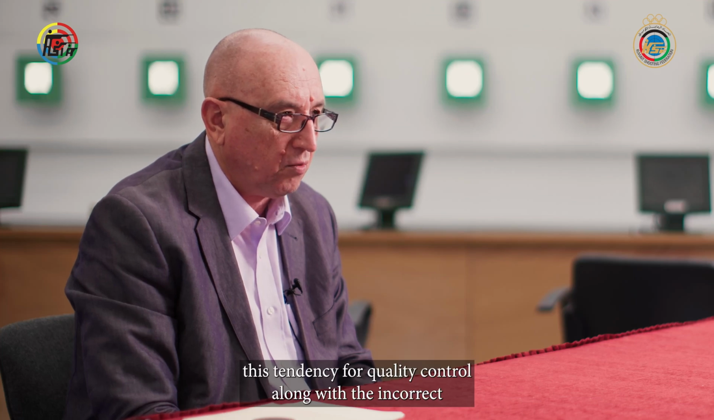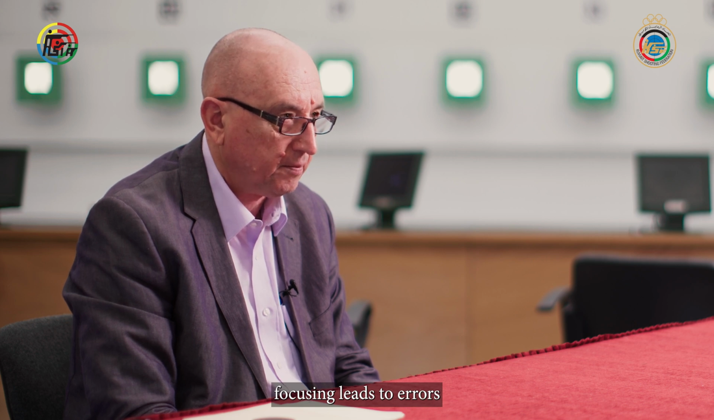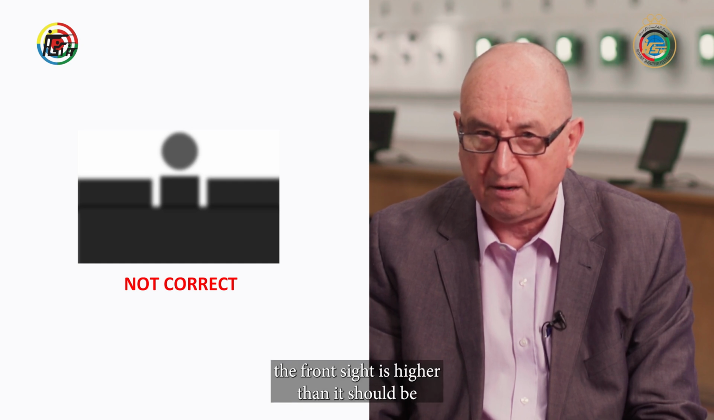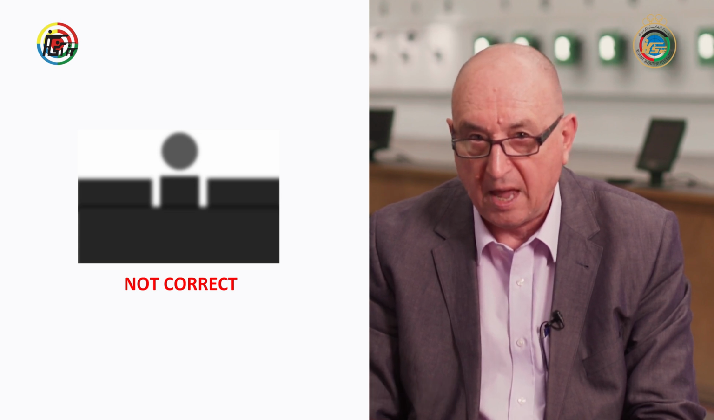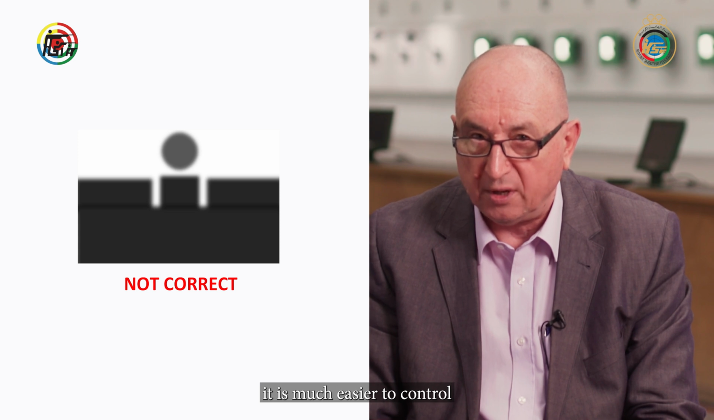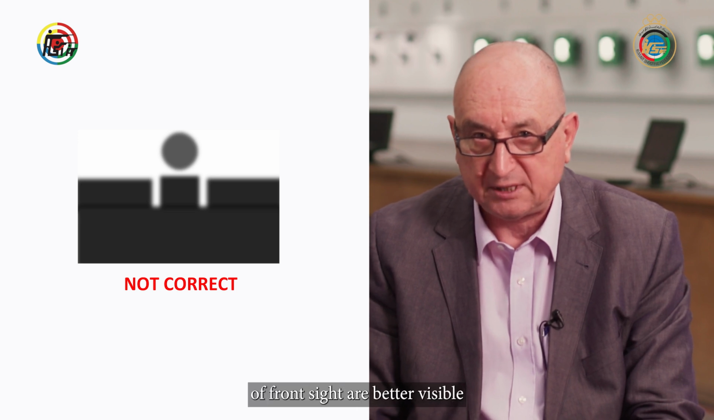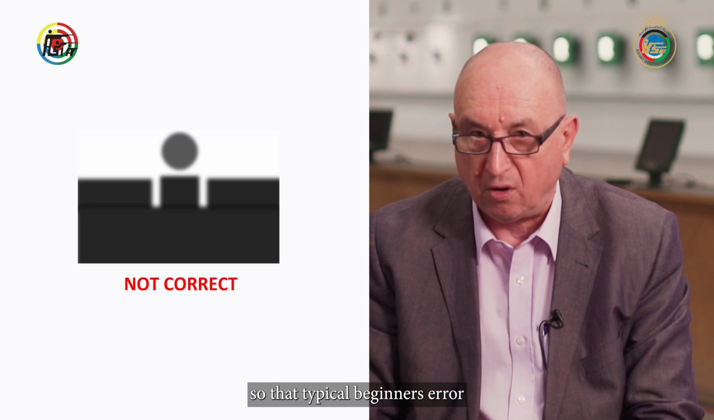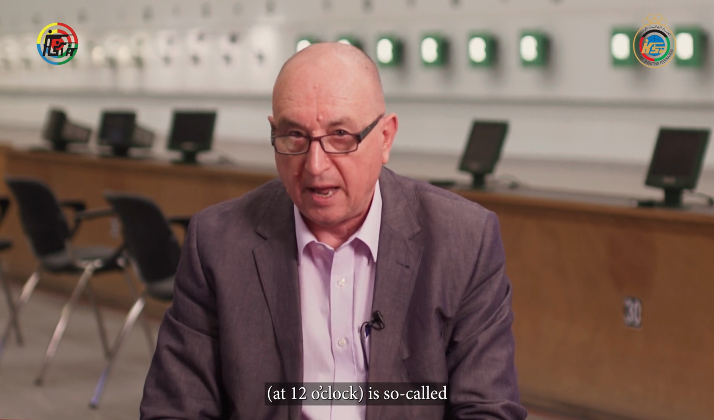This tendency for quality control, along with the incorrect focusing, leads to errors. In the incorrect picture, the front sight is higher than it should be, but it is not so easy to spot. It is much easier to control its horizontal position. Two gaps on the sides of the front sight are better visible. So, the typical beginner's error and main cause of high hits at 12 o'clock is the so-called high front sight.